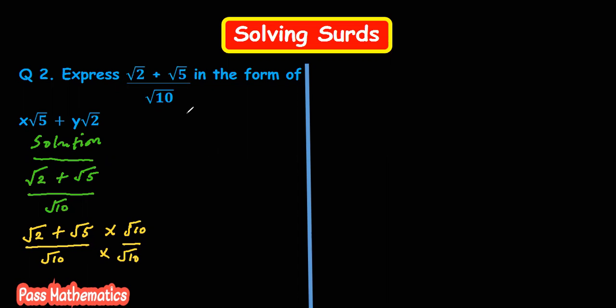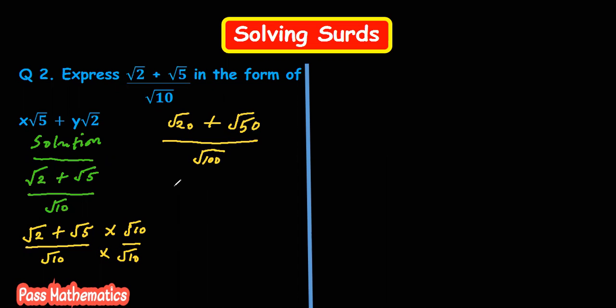Okay, so let's go up here. When we do that, root 10 times root 2 gives root 20, isn't it? Plus root 10 times root 5, so we should have root 50, isn't it? Then divided by root 10 times root 10. So we are just going to have root 100 here. No controversy about that. So we are going to simplify this now.